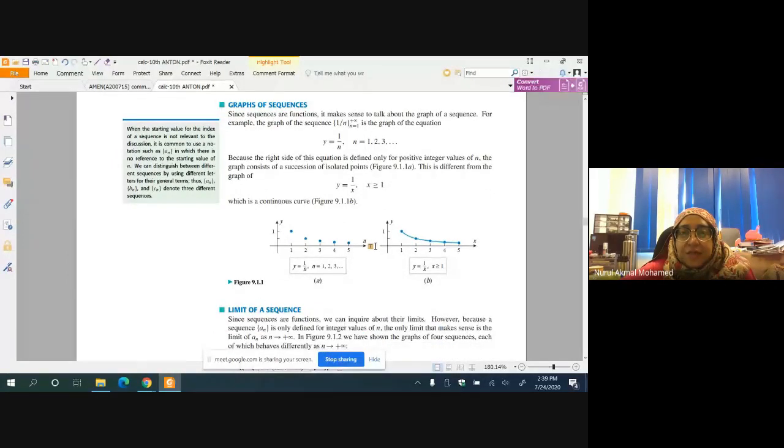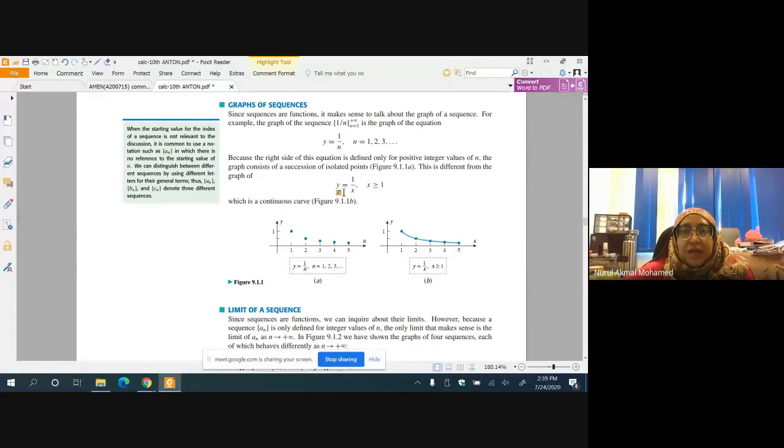And then we have a graph of a sequence. Let's say you have y equal to 1 over x, where x is greater than or equal to 1. You have the y-axis, and this is the x-axis. X is greater than or equal to 1, so it means that the graph will start from x greater than or equal to 1. And then we have 1 over x.